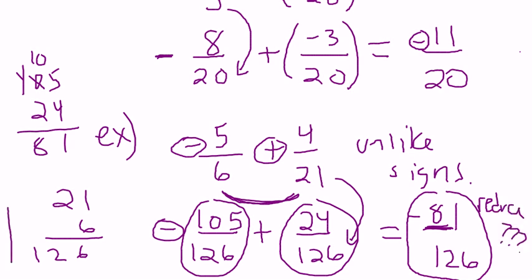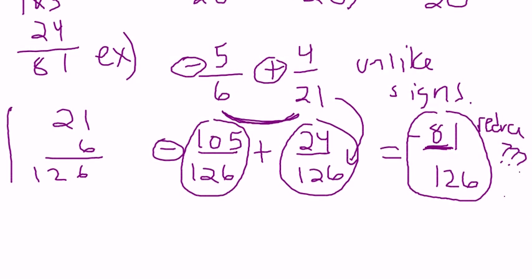And I love the divisibility tricks, because they really tell you what to do. 6 plus 2 plus 1 is 9. Again, that's the sum of the digits. And 8 plus 1 is 9. If the sum of the digits is divisible by 9, the number is divisible by 9. So 81 divided by 9 is 9, and 126 divided by 9 is 14. So we're arriving at negative 9/14. All right, hope that helps.